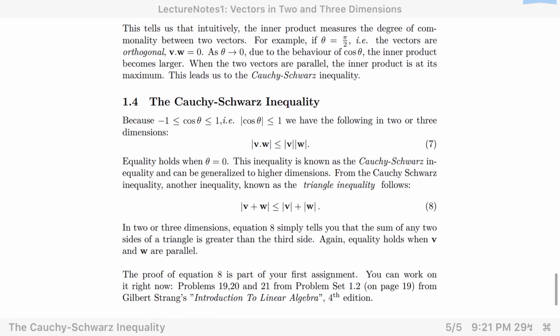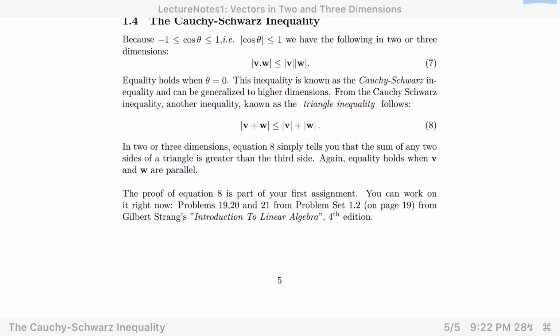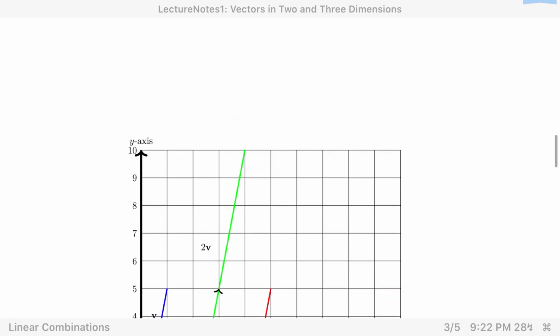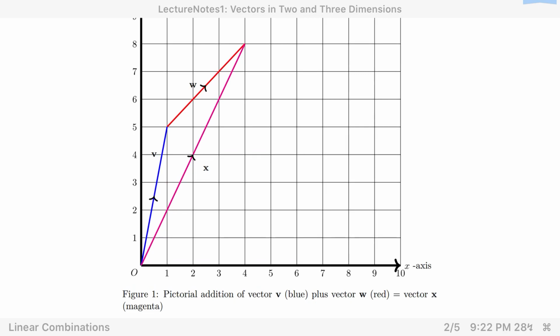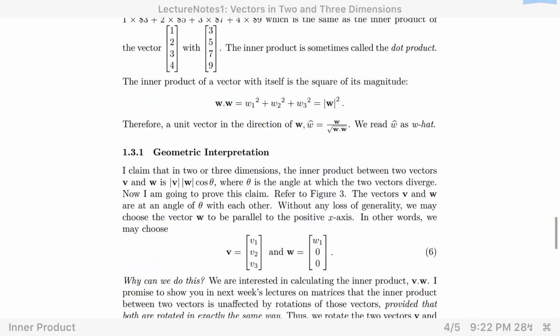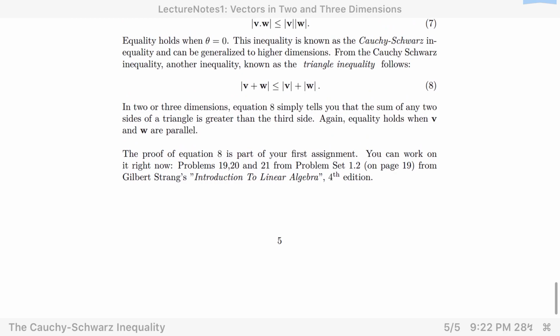But here it says that the modulus of v plus w is less than or equal to the modulus of v plus the modulus of w. Now, equality holds when v and w are parallel. But let's go back to this diagram. When v and w are parallel, then x is just v plus w. Then we don't have a triangle. That triangle collapses into a line. So in that case, the modulus of v plus w equals the modulus of v plus the modulus of w.